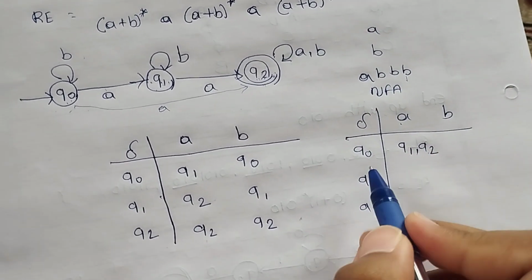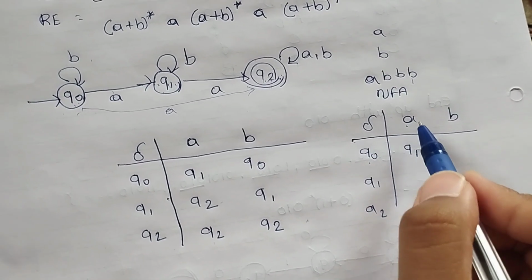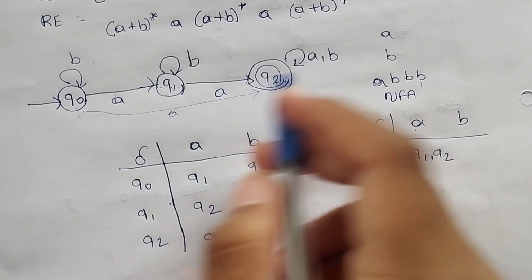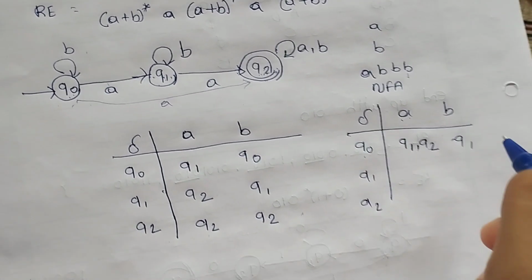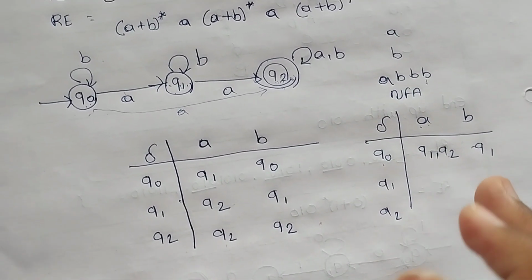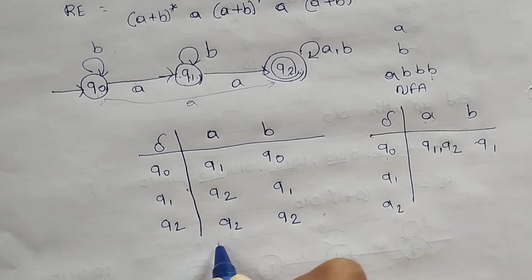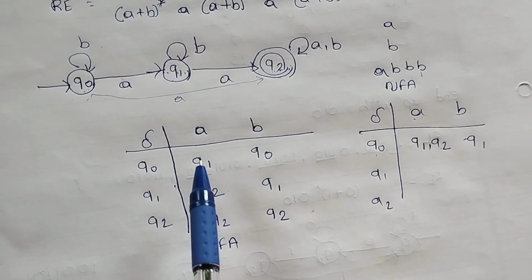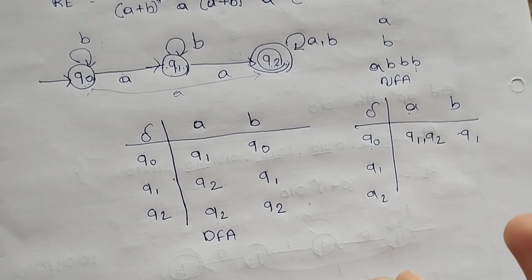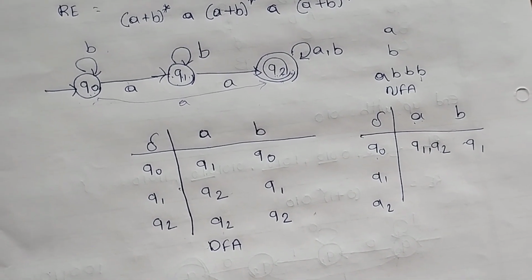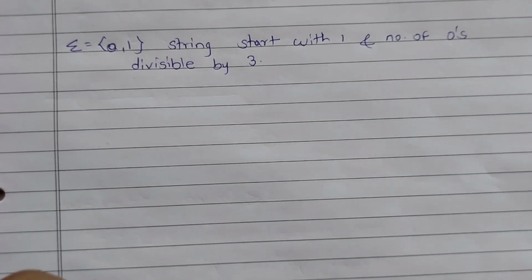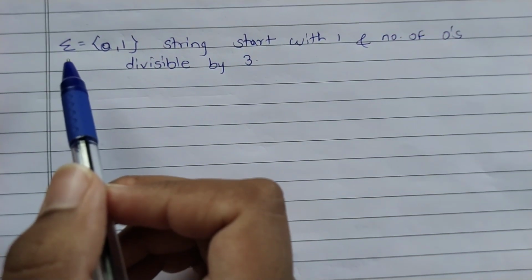NFA is where one state transfers one variable to a number of states, and B is transferred to Q0 itself. So this is not a DFA. This is the NFA, and this is the DFA where at a time only one variable goes to only one state. I hope you get the difference between the DFA and NFA. We see one more example.